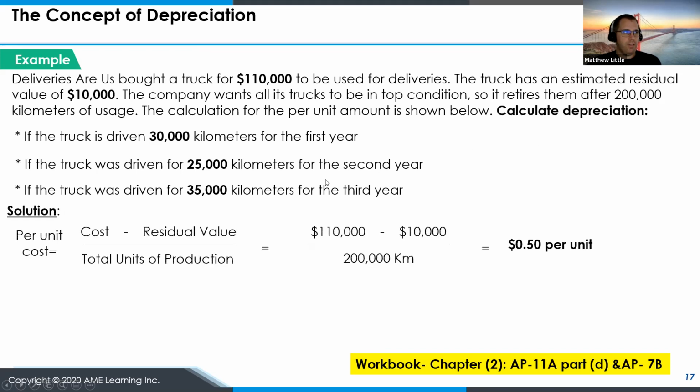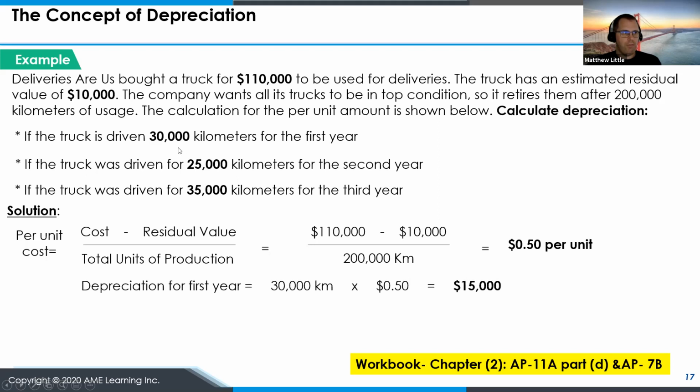Okay. So now we want to calculate the depreciation based on these consumptions. First of all, we need to do the per unit. So we paid 110,000, $10,000 residual, take the difference being 100, divided by the 200,000 kilometers expected. It means it's 50 cents per unit or 50 cents per kilometer in depreciation.